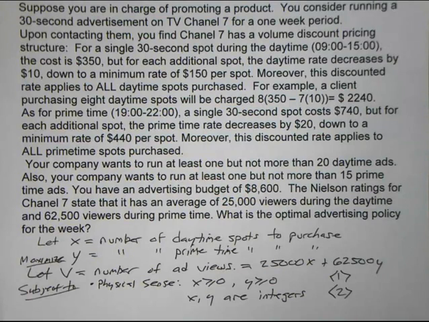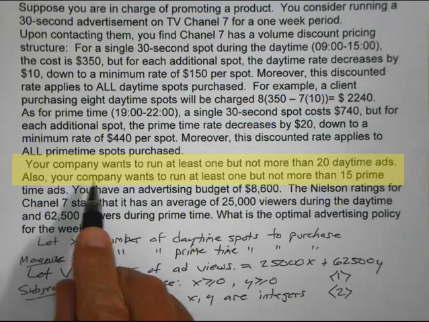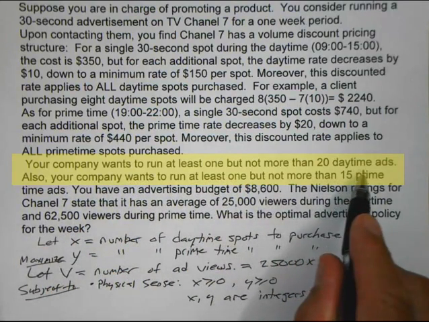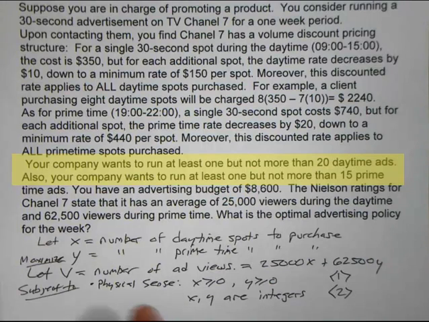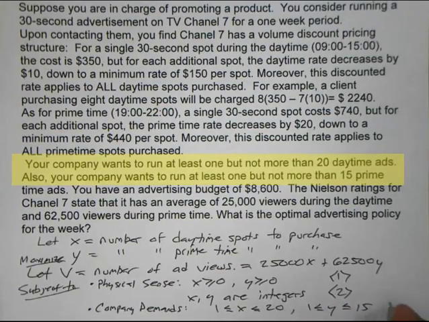Let's see, anything else here? Yeah, we have some company demands here. It says the company wants to run at least 1, but not more than 20 daytime ads. So company demands, looks like that would give us 1 less than or equal to X less than or equal to 20. And along with that would be the idea that the primetime ads, we are to run at least 1, but not more than 15, corresponding to a translation of 1 less than or equal to Y less than or equal to 15. That can be a pair of inequalities we'll call number 3.